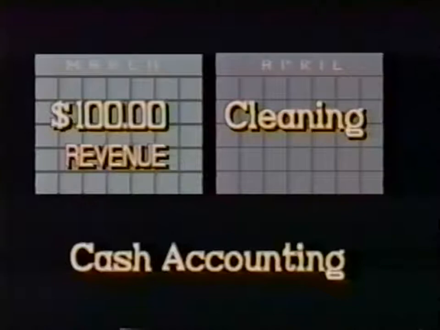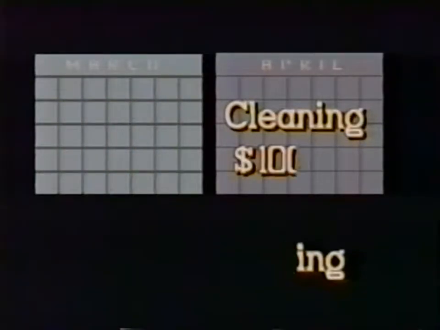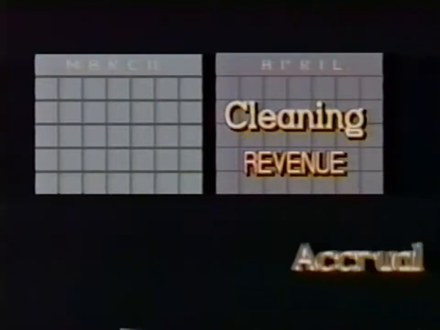If we accounted for revenue in March, when we received the check, we are tracking revenue and expenses on a cash basis. That is, we recognize revenue when we receive payment, and we recognize expenses when we pay for them. If, on the other hand, we accounted for revenue in April, when we actually earned the $100, we are practicing accrual accounting.